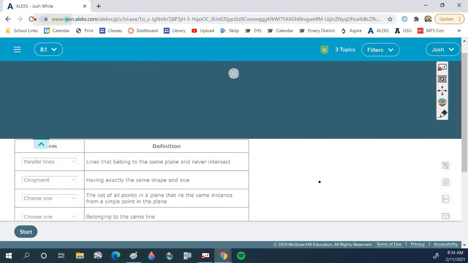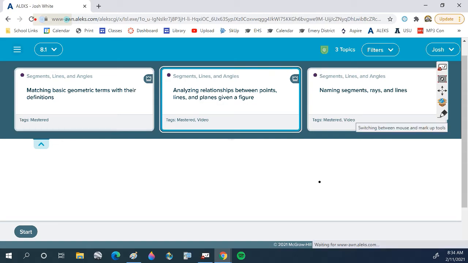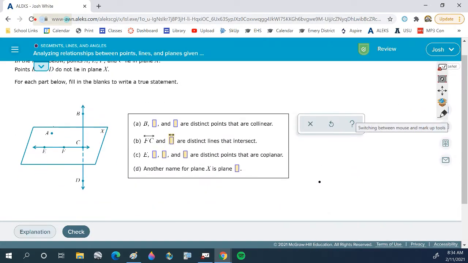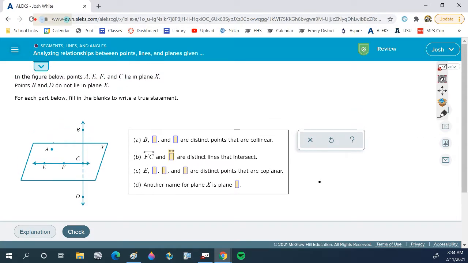Okay, let's look at the next. So in this figure, make sure that you understand what it's saying. Those 4 points are on plane X. So we have a piece of paper and we have a line. E, F, and C are on the same line. And then we have a line that contains B, C, and D that goes through the piece of paper.